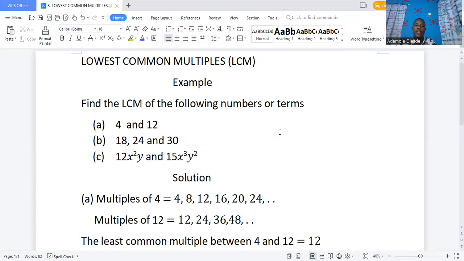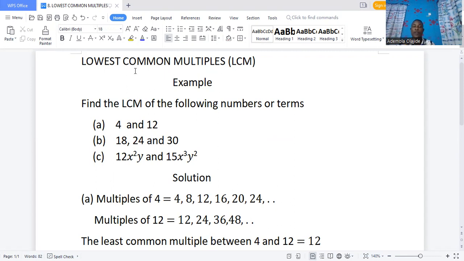Well, welcome back to our daily elementary mathematics. The essence of this class is to prepare Primary 4 to 6 pupils, and also those who will be writing common entrance into secondary schools. So now we want to consider this topic, lowest common multiples.